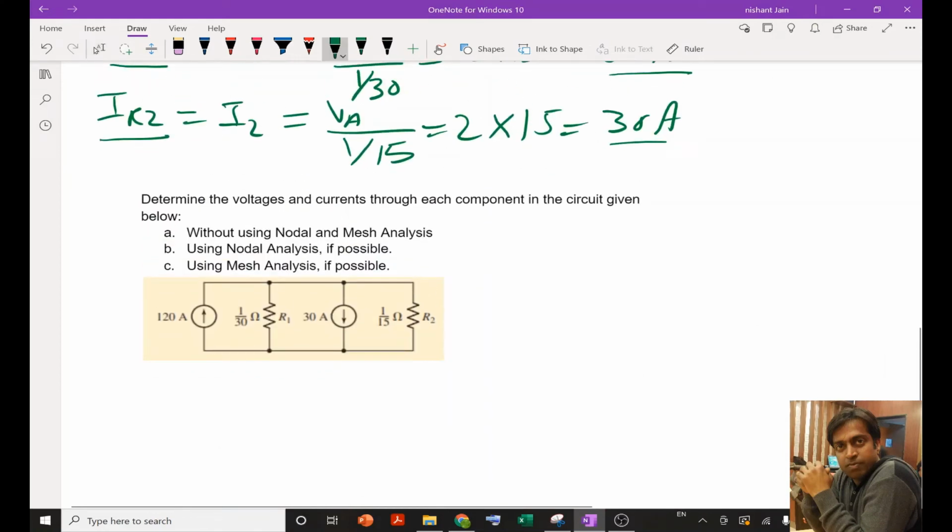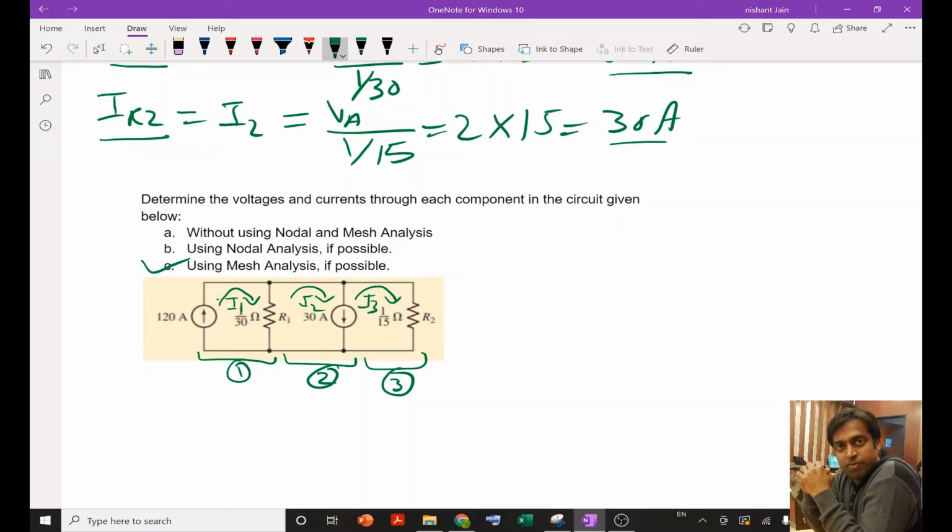So let us see if we are going to get the same result using the mesh analysis or not. For the mesh analysis, our first step is to identify the loops and then to assume the currents. Over here we have these 3 loops, 1, 2 and 3, and let me assume the currents flowing through these loops to be I1, I2 and I3.